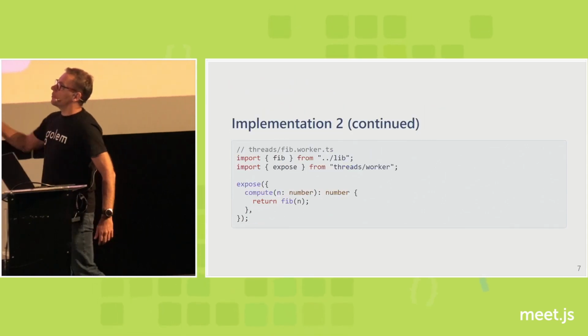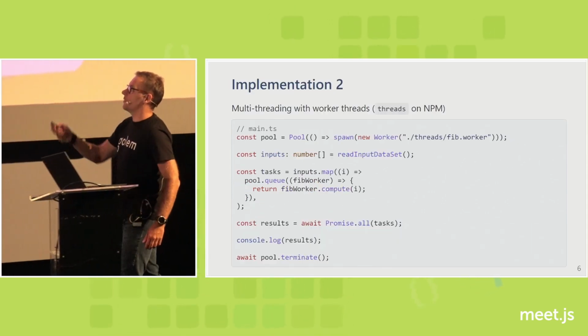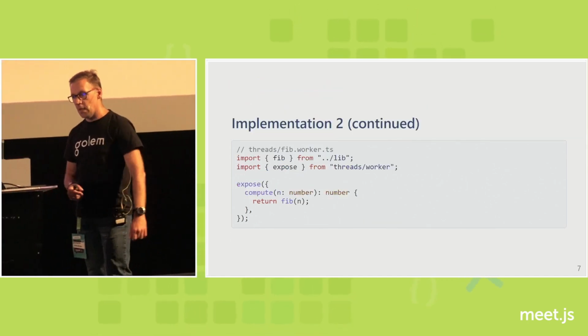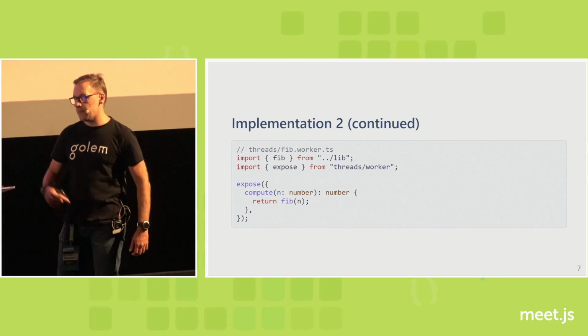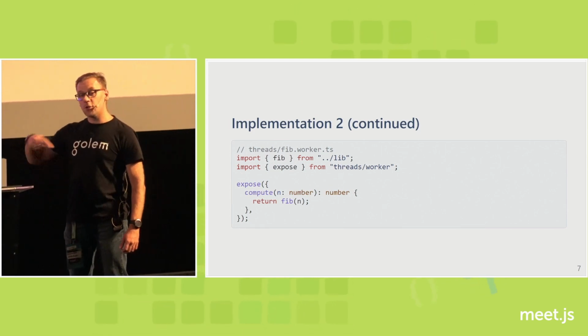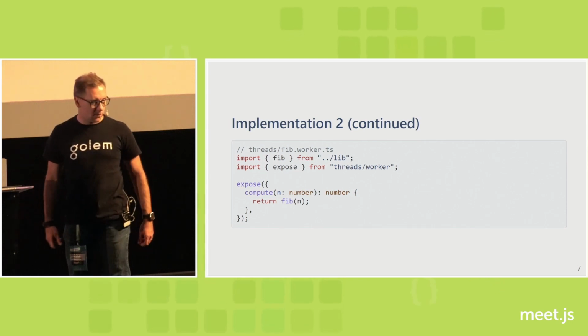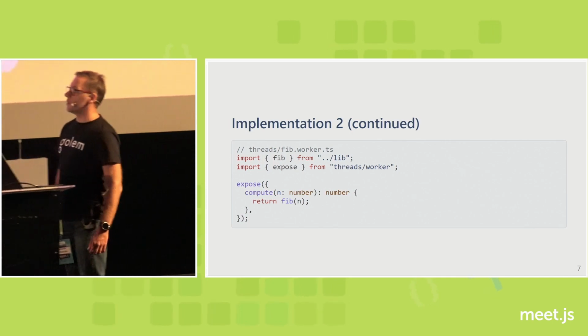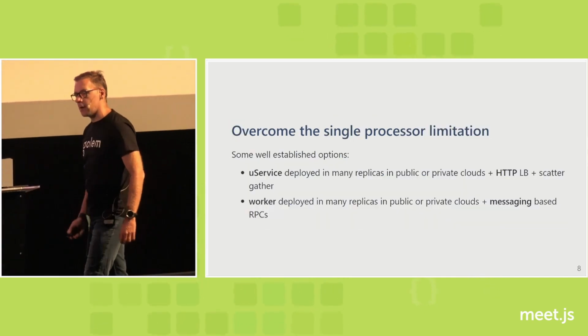Now, when it comes to the details of that implementation of that worker, the threads library puts out a very nice expose function. So in the worker itself, I'm just going to expose an object which supports compute. And internally, it's using that Fibonacci function. So pretty much a simple wrapper for my logic, which I can then use in a multi-threaded manner.